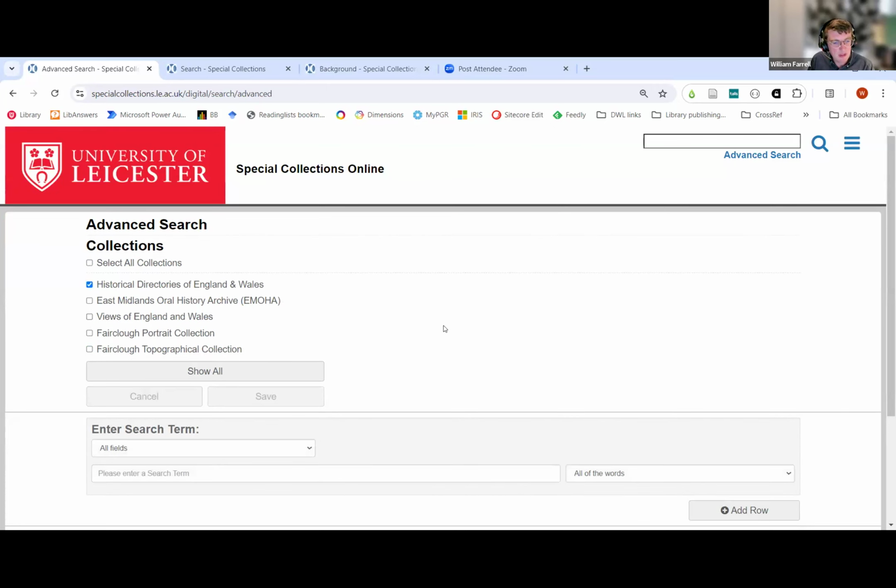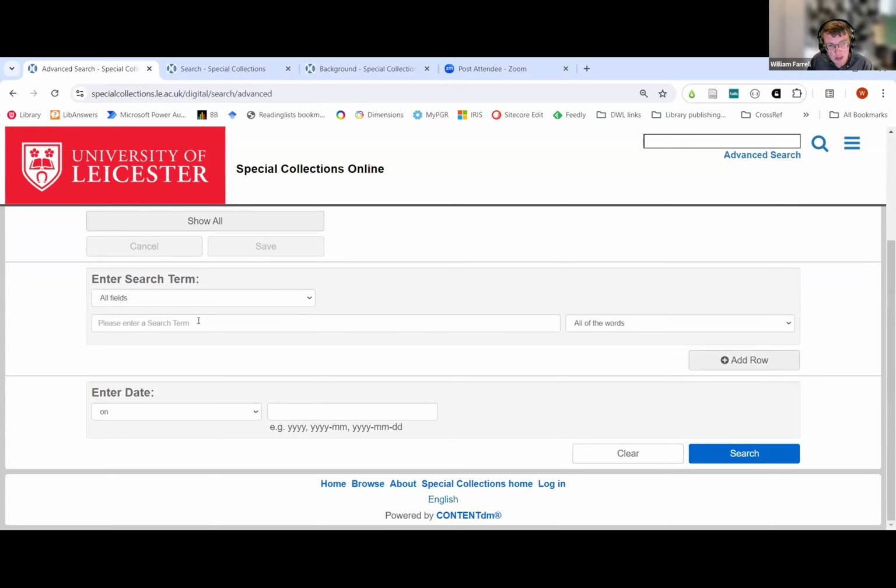The next box down where it says enter search term is for general keyword searching. So if you're searching for names, places, occupations, or general searching of the text, then leave all fields as it is, don't change it unless you want to find a particular directory. But if you're doing general keyword searching, keep it for all fields and then enter your search term in this box.